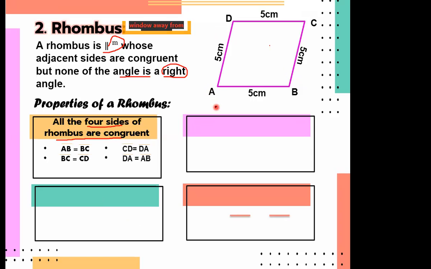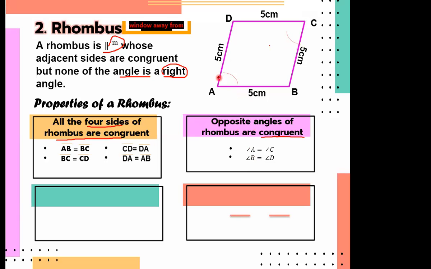Now, the second property is that opposite angles of a rhombus are congruent. Now, what are opposite angles? Obviously, the opposite angle of A will be angle C, and the opposite angle of B will be D. Opposite angles are congruent, just like in the parallelogram, meaning angle A will be equal to angle C, and the measure of angle B will be equal to angle D. Now, this is your angle A.